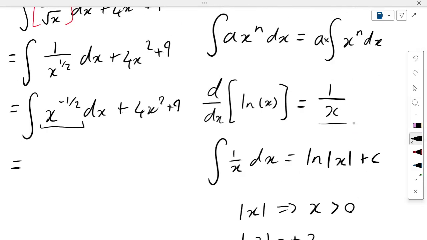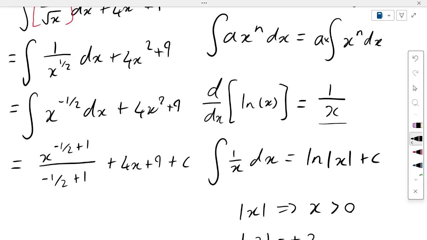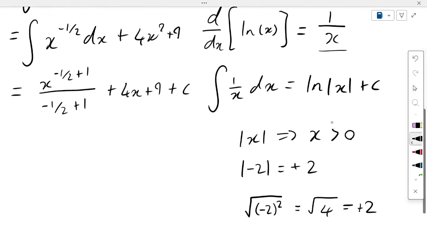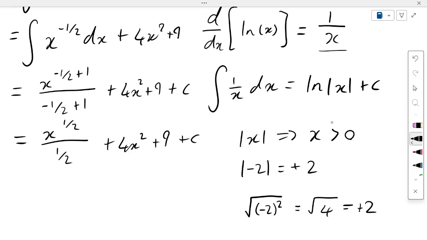So it's going to be like this. We're going to write it into its form. It's going to be 1x raised to the power of negative a half plus 1 divided by negative a half plus 1, plus 4x plus 9, plus c. Remember, we took the integral, and there we go, we have plus c at the end. And now we just need to simplify. We're going to have x raised to the power of negative a half plus 1, which is just positive half, divided by negative half plus positive half, which is just 1 over 2. Plus 4x squared, by the way, sorry, I forgot about the square. Plus 9 plus c. Perfect.